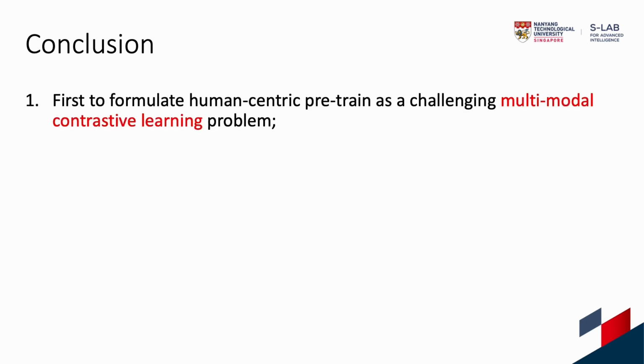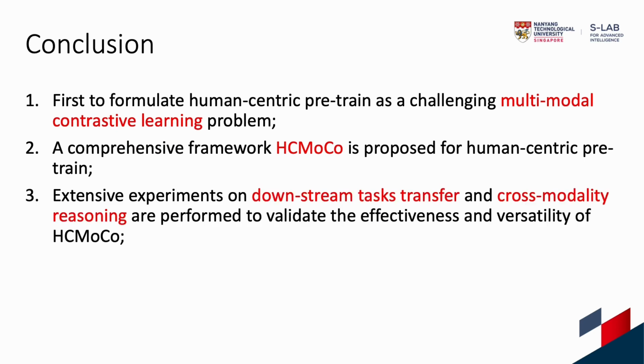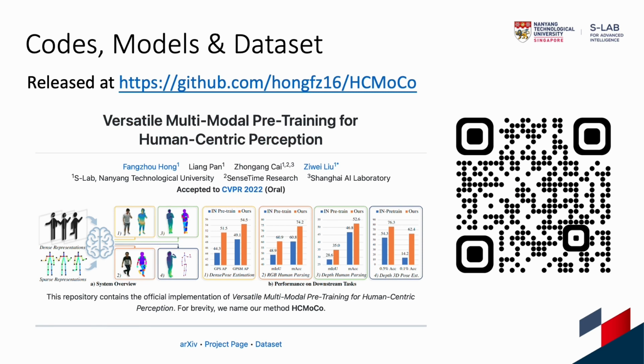To conclude, we are the first to formulate human-centric portrayal as a challenging multimodal contrastive learning problem, and we propose a comprehensive framework HC-MoCo for human-centric portrayal. We perform extensive experiments on downstream task transfer and cross-modality reasoning to validate the effectiveness and versatility of HC-MoCo, and we propose the first RGBD human parsing dataset. Our codes, datasets, and portrayal models are available on GitHub.